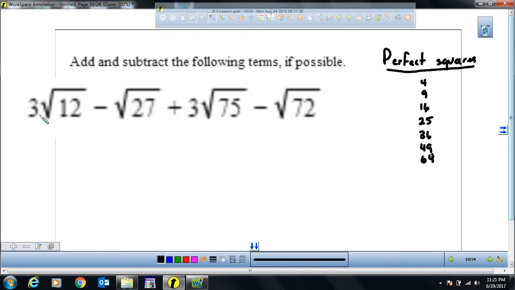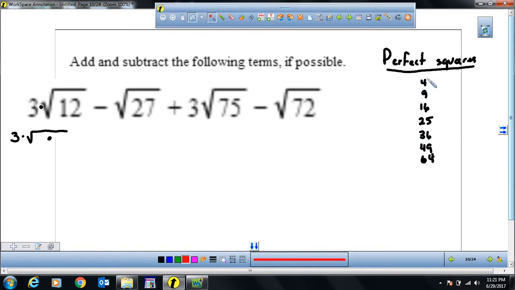Well, first of all, before I simplify it, I want to mention this. This 3 square root of 12 means 3 times the square root of 12. So this is going to be 3 times, and then we need to simplify the square root of 12 by factoring. So which one of these multiplies to 12? We can check all of these, but the only one is going to be 4. When we multiply 4 times 3, it's going to give us 12. So that's the perfect square that we're going to use for this.